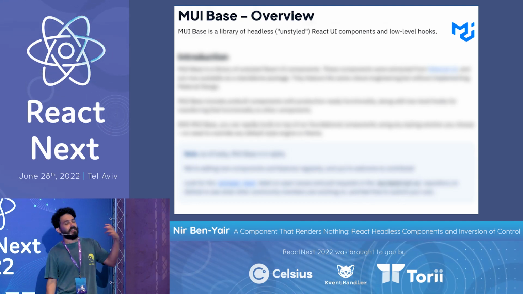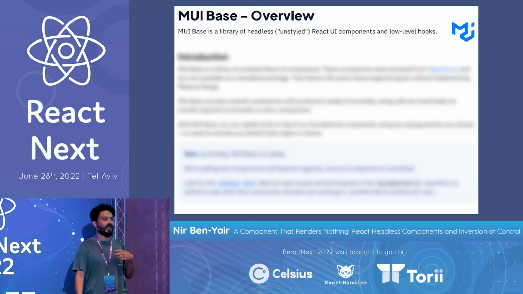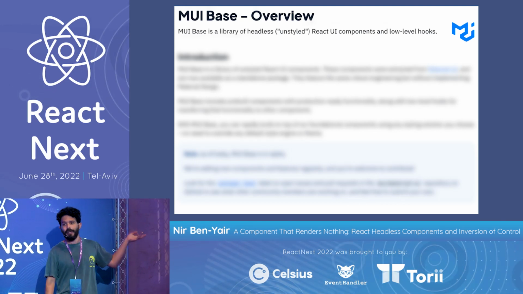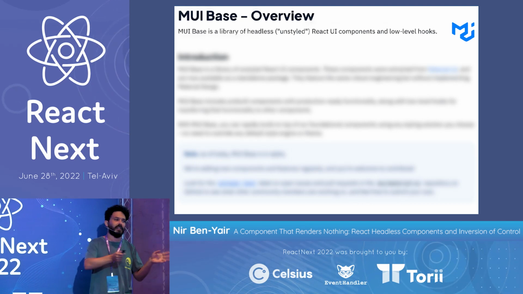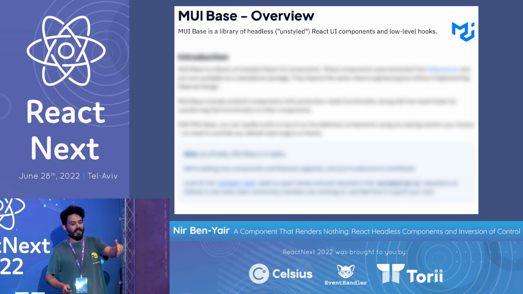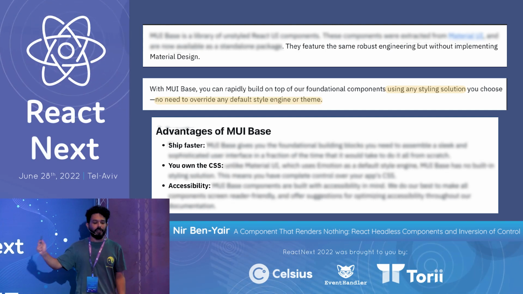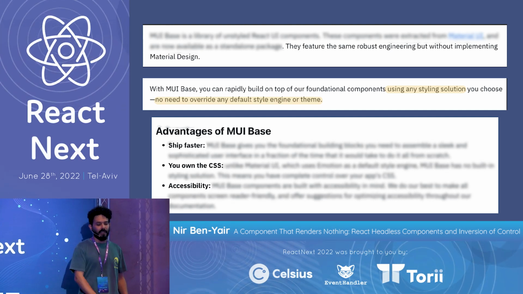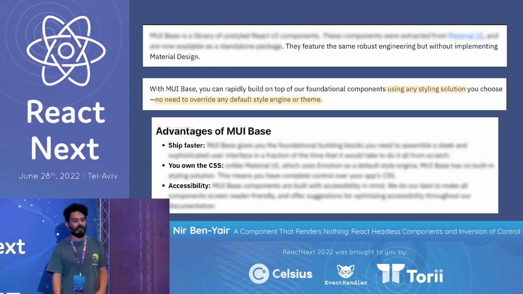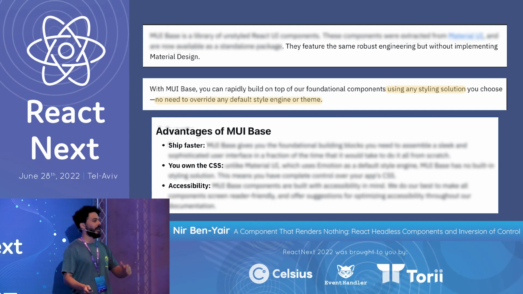I've said before that headless UI libraries are becoming more mainstream. So the proof of that to me is Material UI Base. It's a new library or package by Material UI itself. It's currently in alpha, and it's Material UI's version of headless components. So even Material UI is going in that direction. They will provide headless, unstyled React UI components and low-level hooks. They feature the same robust engineering, but without implementing Material Design. You can use any styling solution and no need to override any default styling engine or theme.